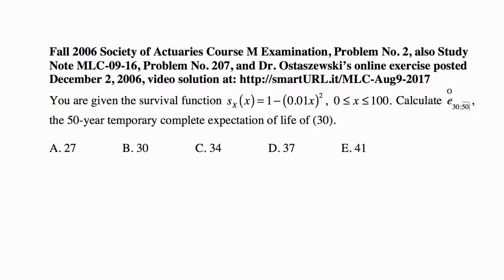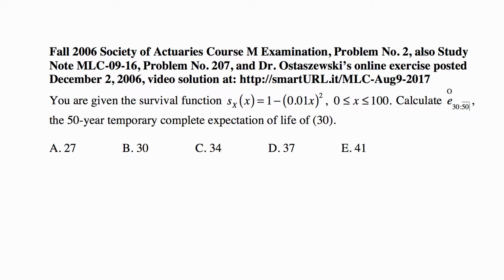So this is a problem from old exam M, and it is in the set of sample problems that the Society of Actuaries posted, number 207. You are given the survival function s sub x of x equal to (1 minus 0.01x) the whole quantity squared, for x between 0 and 100. Calculate the 50-year temporary complete expectation of life of a 30-year-old.